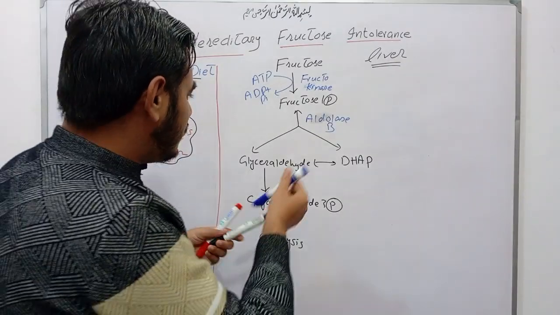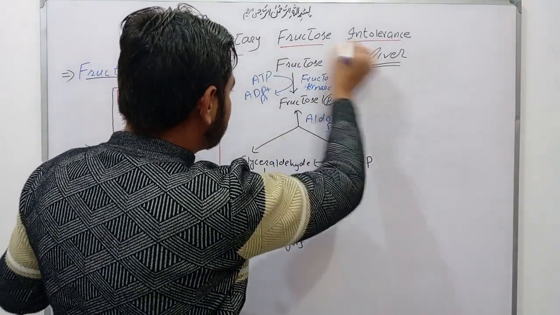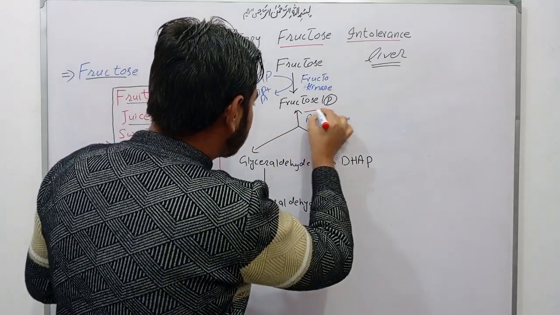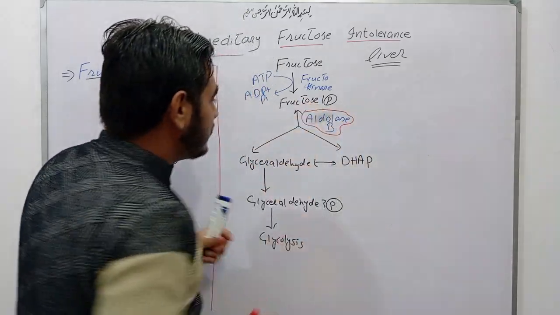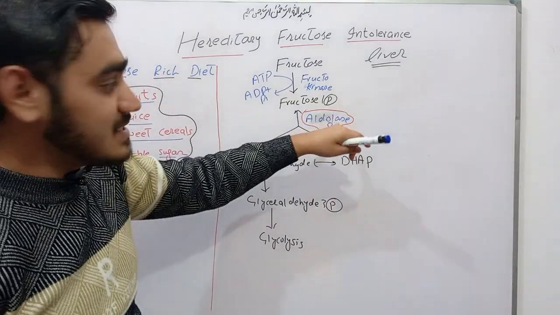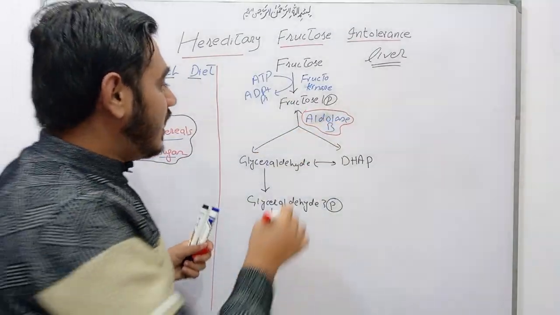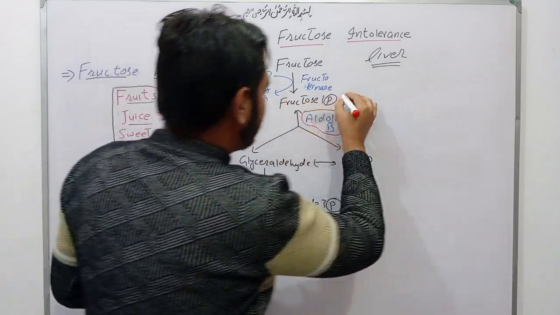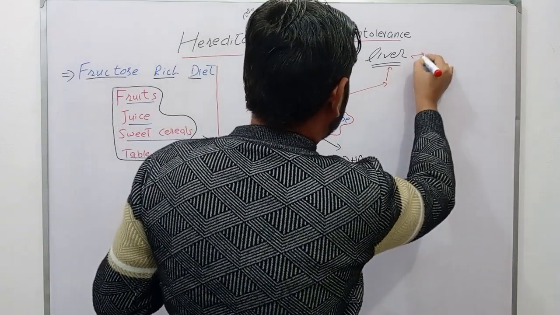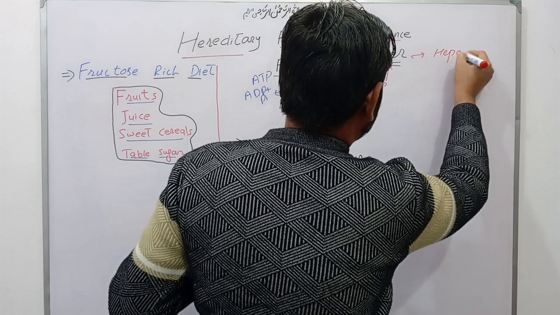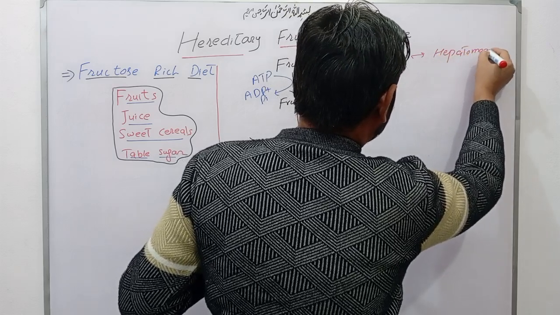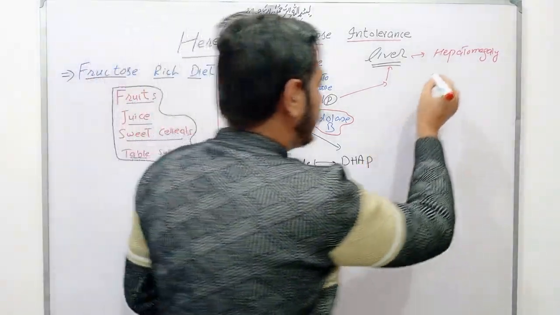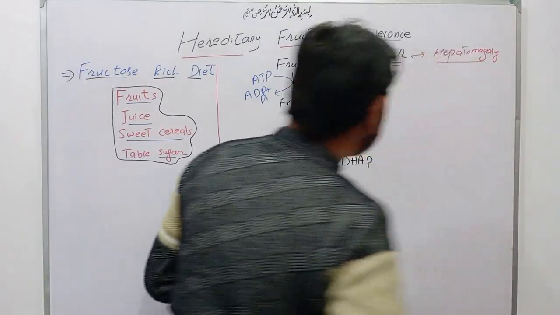Now, in hereditary fructose intolerance, there is a deficiency of this enzyme, that is aldolase B, and it leads to the accumulation of fructose 1-phosphate in the liver, and ultimately leads to hepatomegaly. Hepatomegaly means enlargement of the liver.